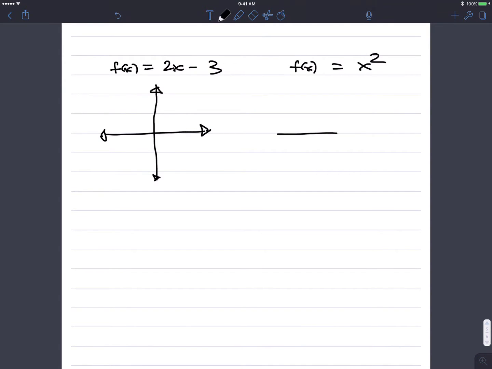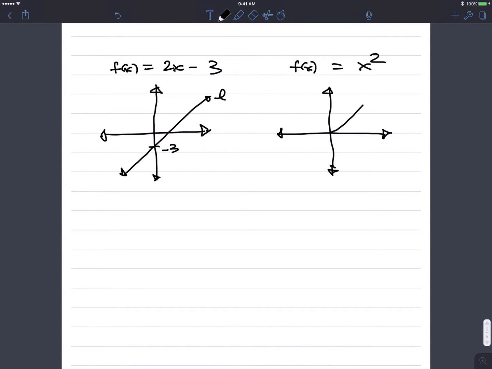Let's look at the graphs. Now, here's what you guys can do. If you graph this function, we go at -3 here. Our slope is 2, so it goes up 1 here. This is my line. My y-intercept's at -3. I kind of crudely graph this.